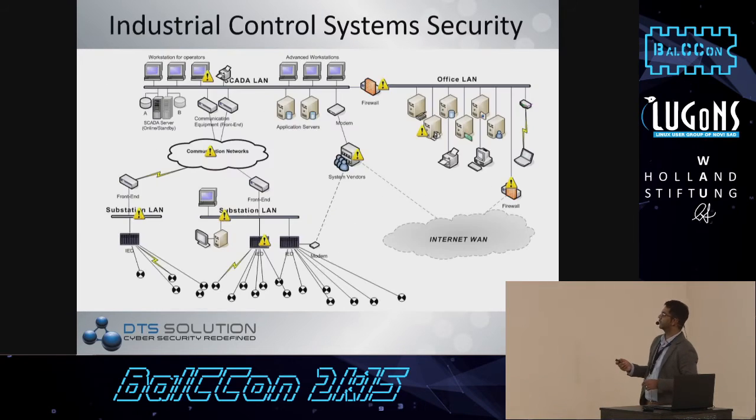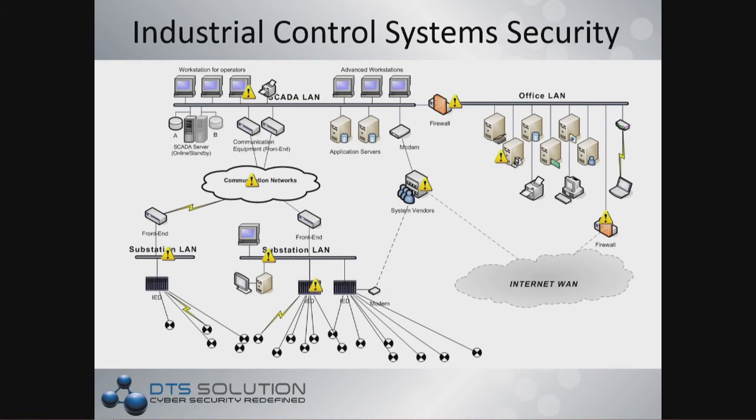So typically, this is what a control systems network looks like, right? You have, for example, your SCADA LAN, all right, one single broadcast domain, connected to your SCADA servers, communication networks, application servers, probably a firewall that basically breaks the communication to the office LAN, and then you have an MPLS network that connects to your substation LANs, etc. Right?